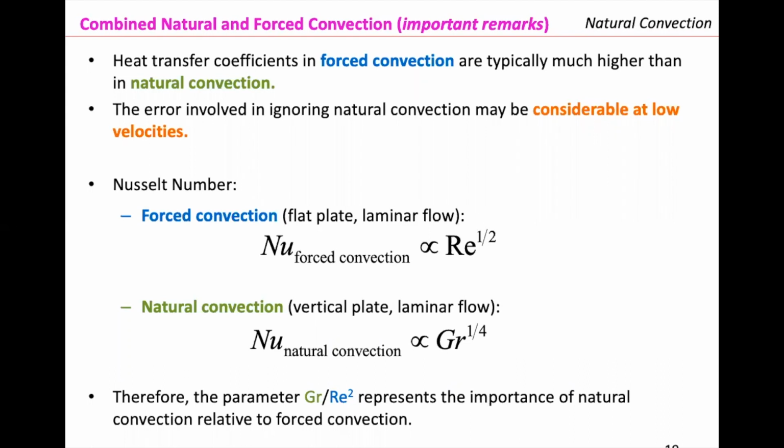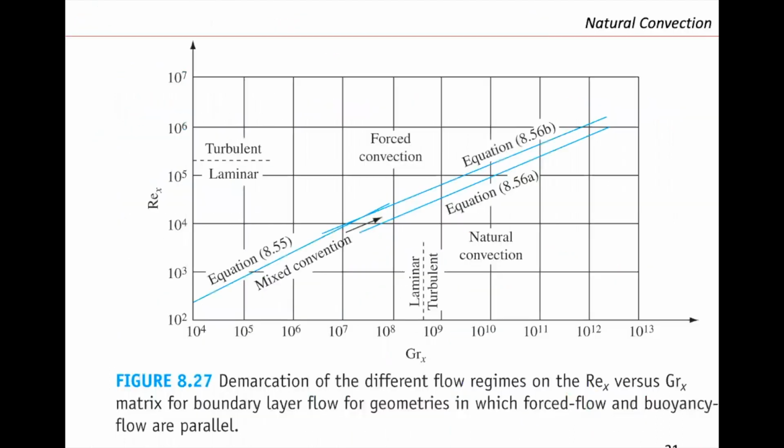And this particular textbook has this plot, figure 8.27, that helps you to find the demarcation of different flow regimes on Reynolds versus the Grashof for different geometries. And it tells you when mixed convection becomes important, or forced convection, or natural convection. Okay, so you can consult this figure.